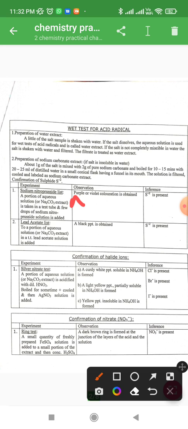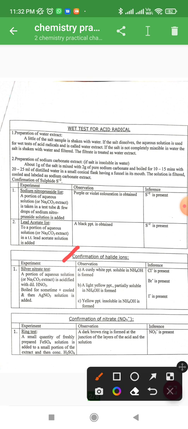Then you have to write the second test also. To a portion of aqueous solution in a TT, means test tube, lead acetate solution is added. So here you have to write no black precipitate is obtained, sulfide is absent. Please make sure when you write the wet test, you write the inferences with is absent or is present. That means you are confirmed.